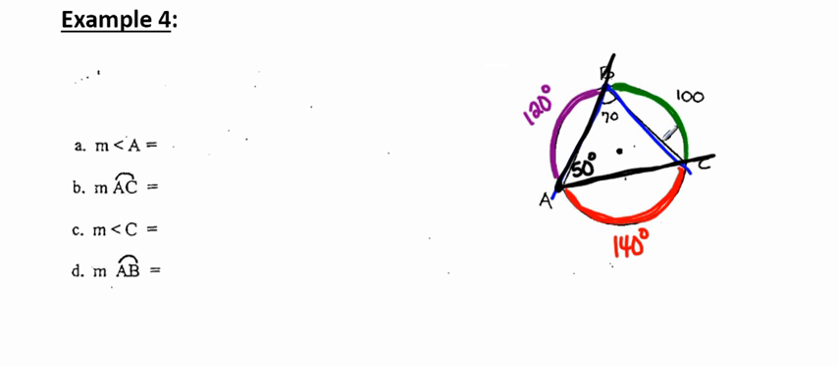I can find angle C in the triangle one of two ways. I can either add 50 and 70 and subtract from 180, or I can say the arc that angle C intercepts is the purple arc, and angle C's degree measure has to be half of that, or 60 degrees.